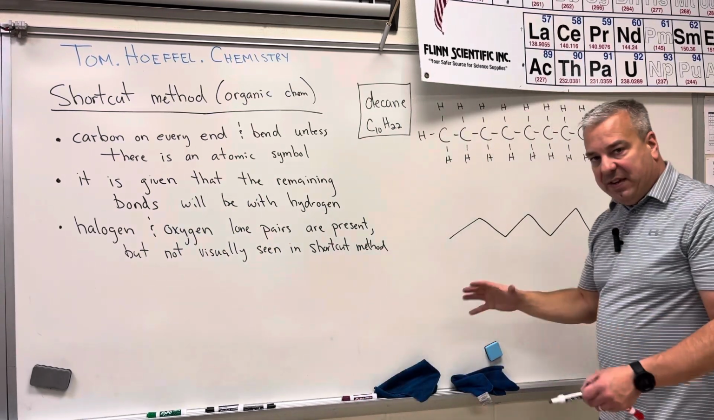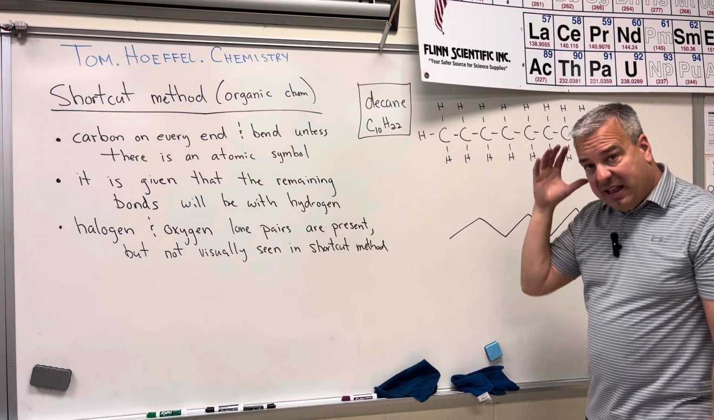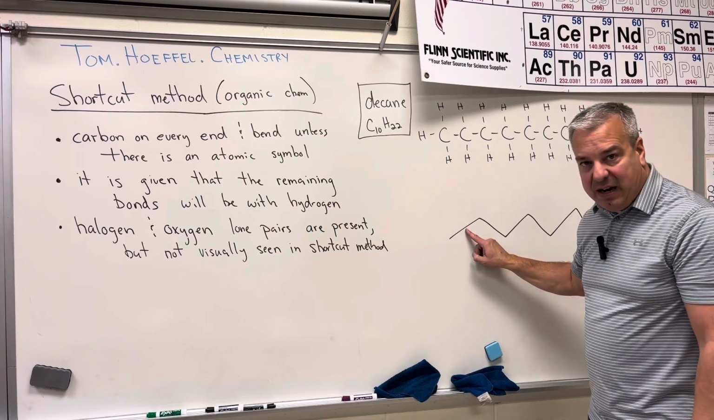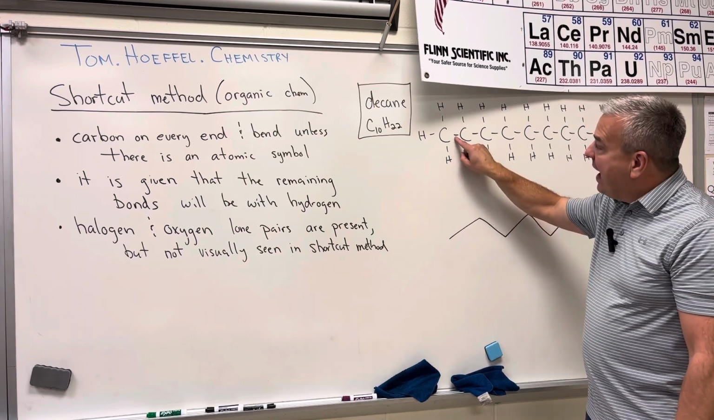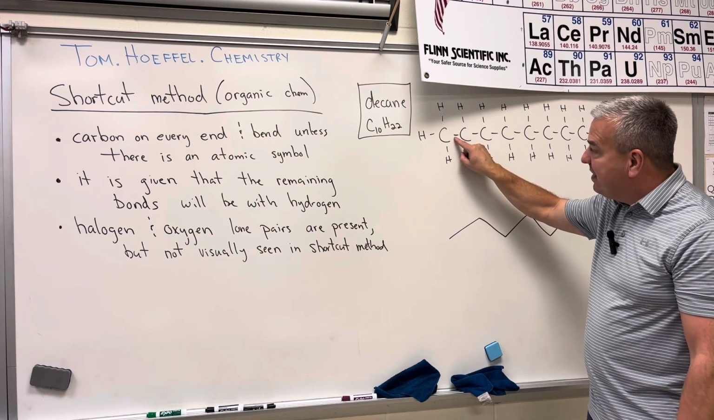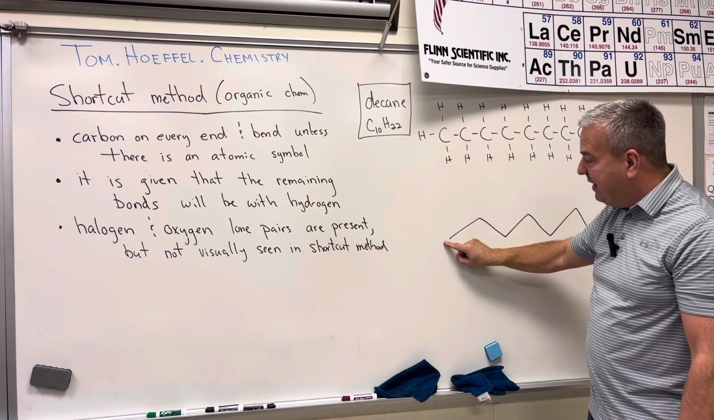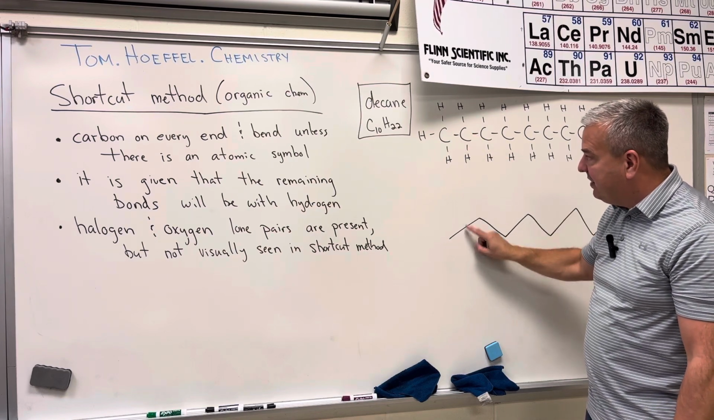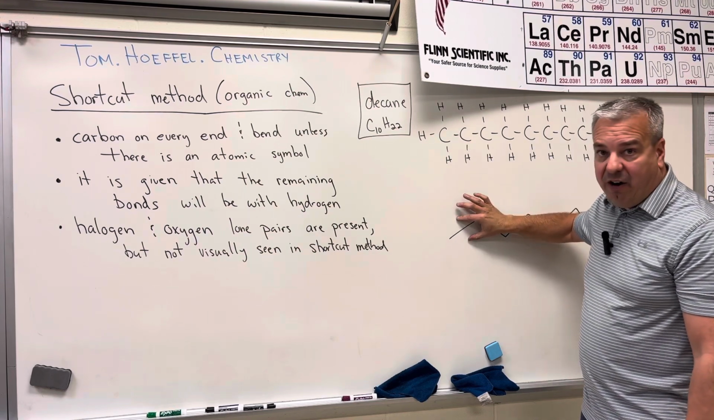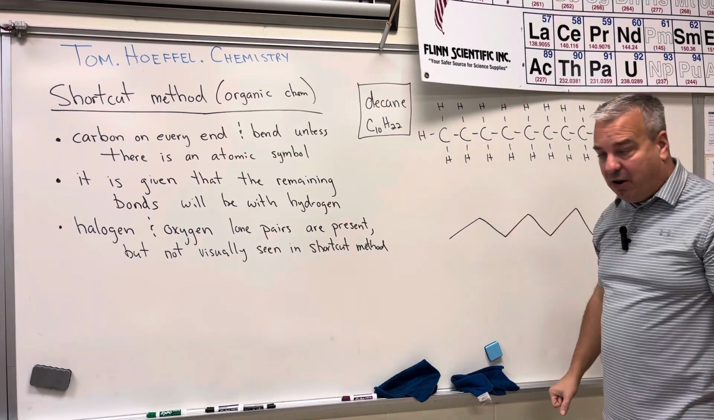One thing that I want to talk about with these lines here: some students at the very beginning of the shortcut method think that these lines represent carbons. They do not. They actually represent the bonds. So this line right here is the bond between carbon 1 and carbon 2. Carbon 1's right here and carbon 2's right here. This line is that covalent bond. So these lines are actually the covalent bonds that exist, in this case, between the carbons.